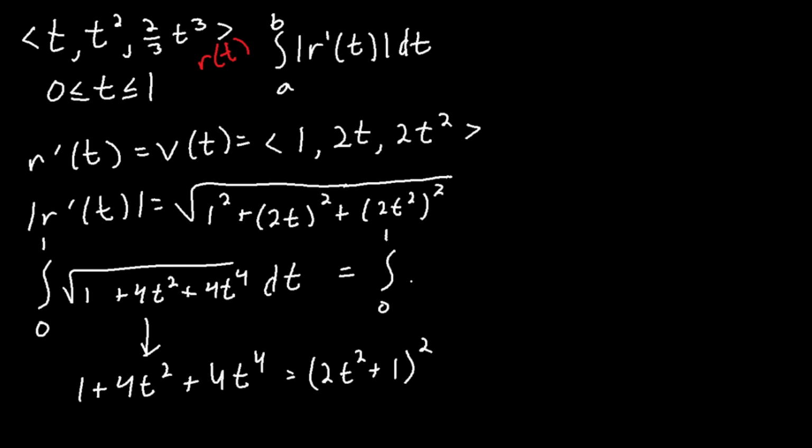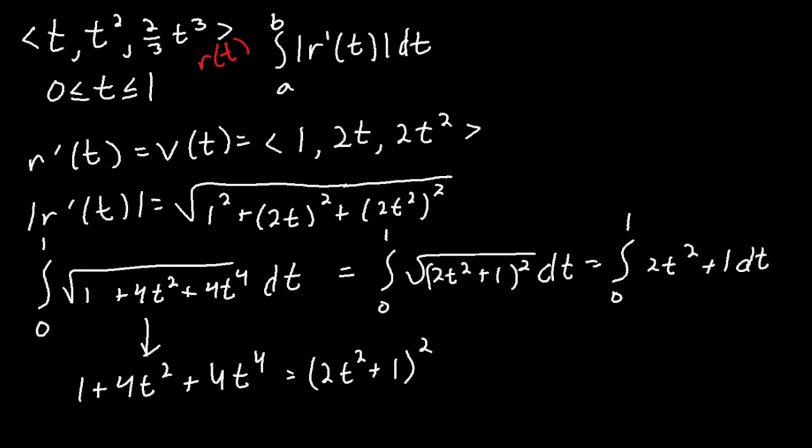the square root of 2t squared plus 1, all squared. Isn't that neat? So once you have this, this root actually cancels out with the square here. So you get an integral from 0 to 1 of 2t squared plus 1 dt. And the rest is just up to you.